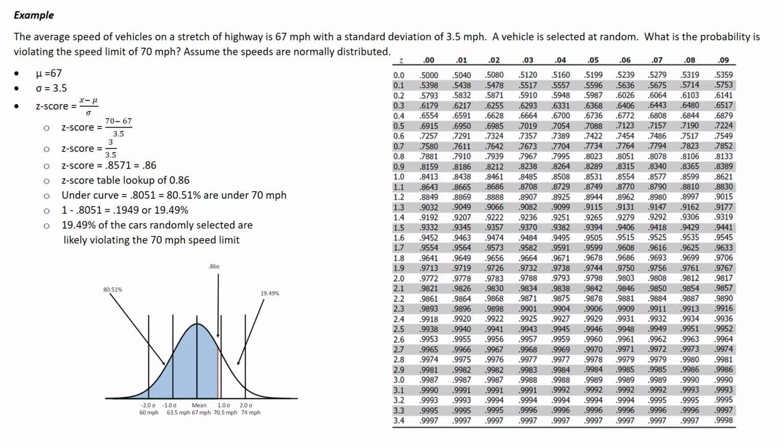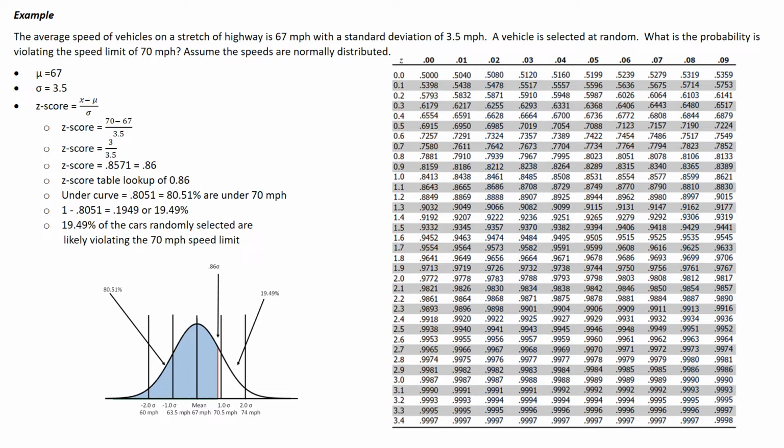Now here's another one. The average speed of vehicles on a stretch of highway is 67 miles per hour with a standard deviation of 3.5 miles per hour. A vehicle is selected at random. What's the probability that they're violating the speed limit at 70 miles per hour? Assume the speed is normally distributed. So we know it's a normal distribution. It tells us that in the last sentence, which means it's a bell curve.